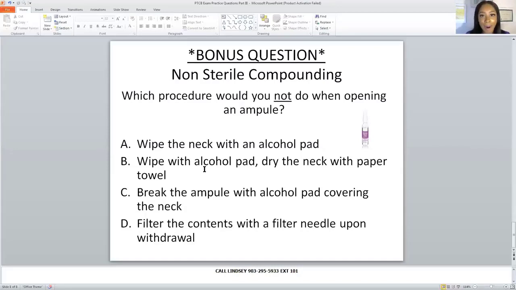That just defeated the purpose. You cleaned it and then you made it dirty again. So what you want to do is make sure you wipe the neck, and when you break the ampule, you always break it away from your face. Okay, you never break the ampule up on your face. You always break it away from you. And you use an alcohol pad to do that, okay?